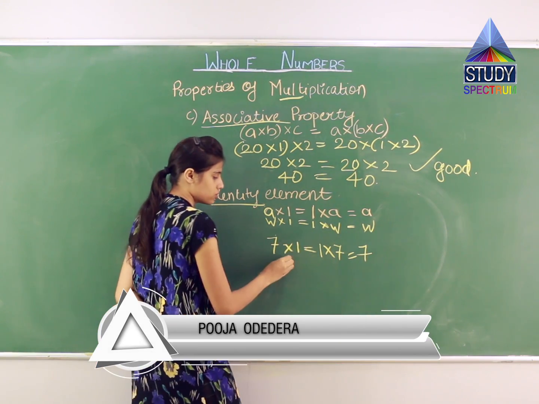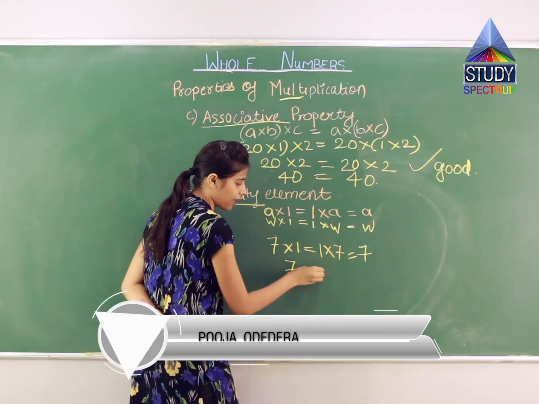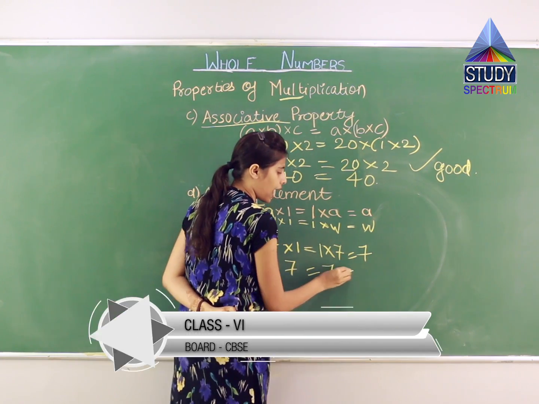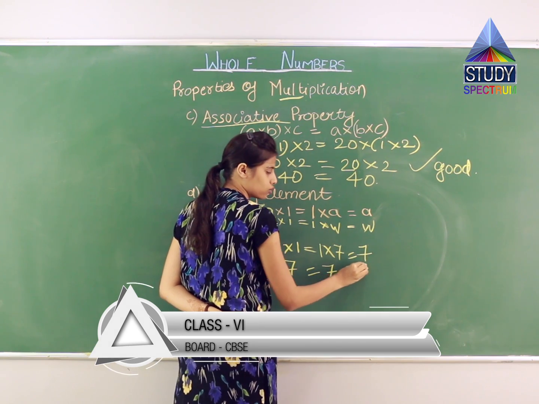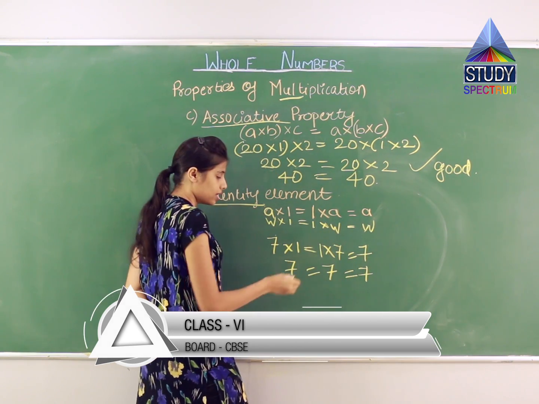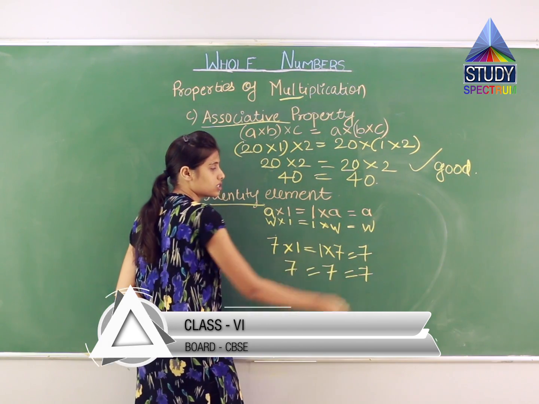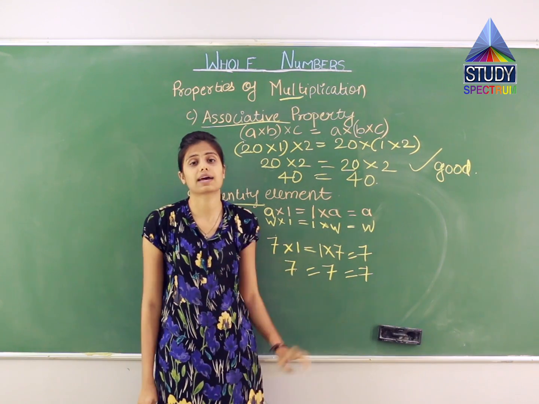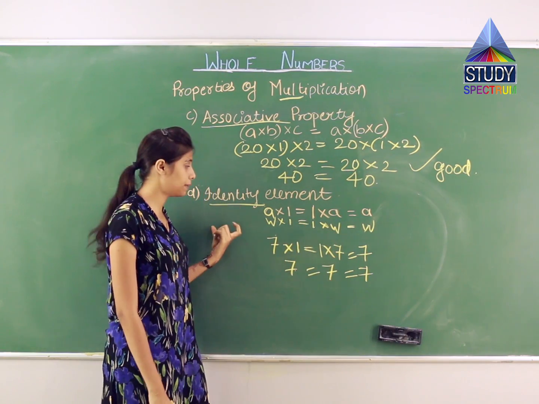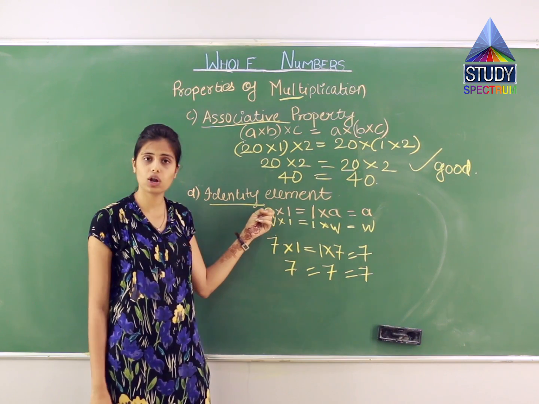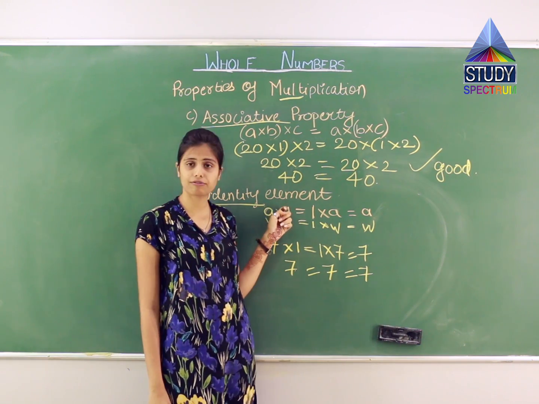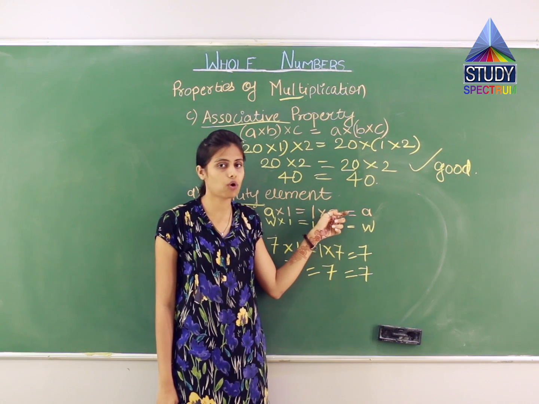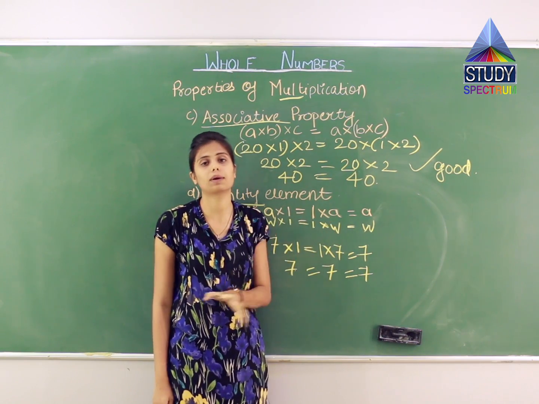7 ones are how much? 7. 1 sevens are 7. And 7 I will write as 7 as it is. Means this is equal to this is equal to this is equal to this. All are equal to 7. Means identity property, what does it mean? If a whole number is multiplied by 1, it will be equal to 1 multiplied by the whole number and will be equal to the whole number itself.